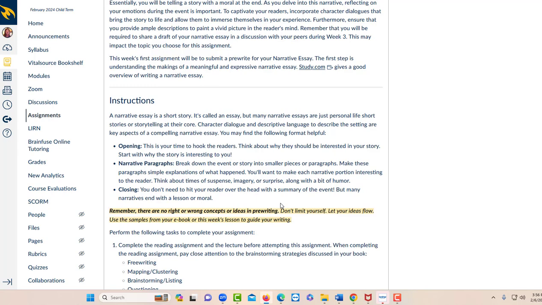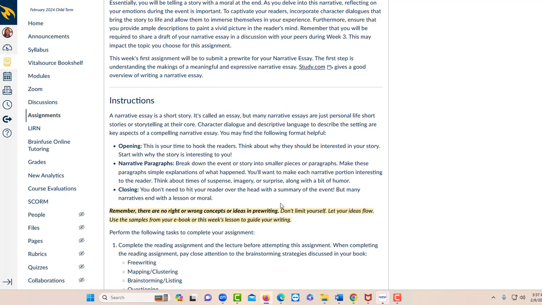Make these paragraphs simple explanations of what happened. You'll want to make each narrative portion interesting to the reader. Think about times of suspense, imagery, or surprise, along with a bit of humor. Closing. You don't need to hit your reader over the head with a summary of the event, but many narratives end with a lesson or a moral.